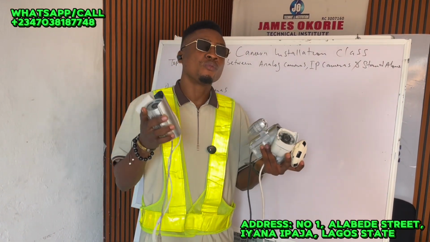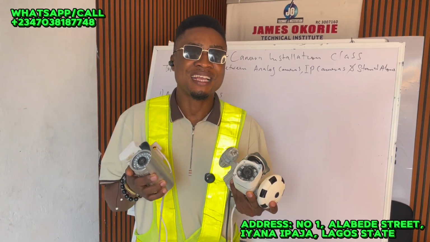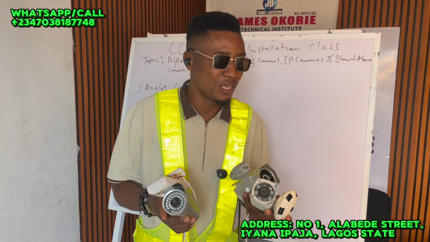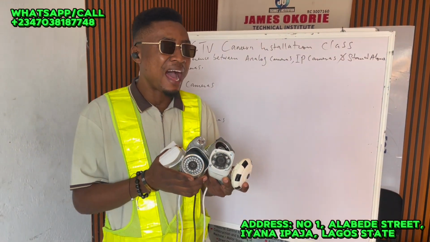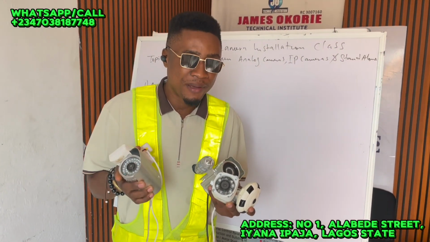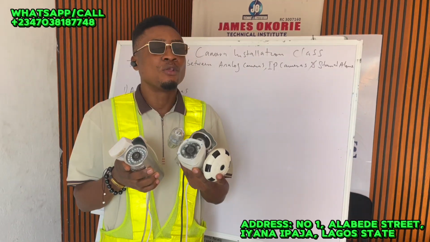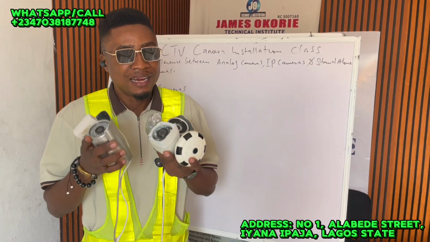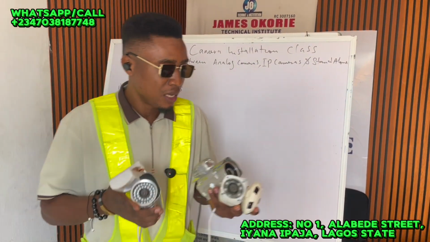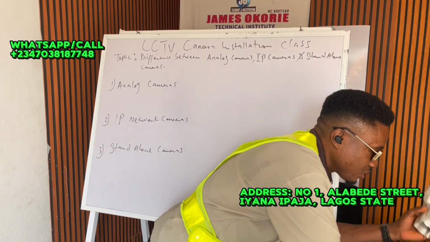Now, today, I want us to talk about CCTV camera installation. With me here are 3 different kinds of CCTV camera. We have the analog camera here, the IP network camera here, and also the standalone camera. Let's work with them one after the other. We shall begin with the analog type cameras.